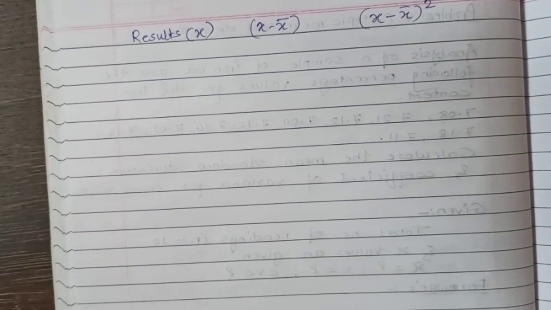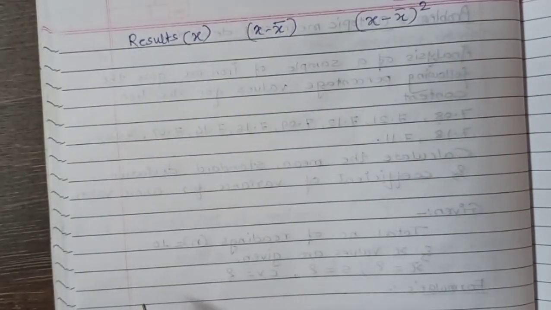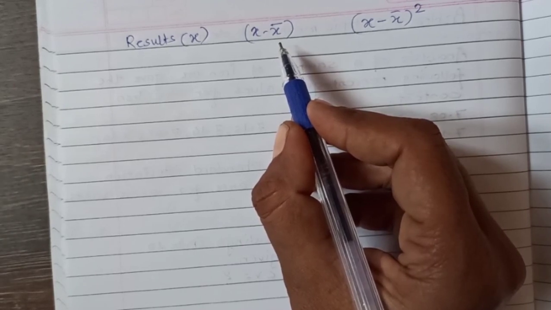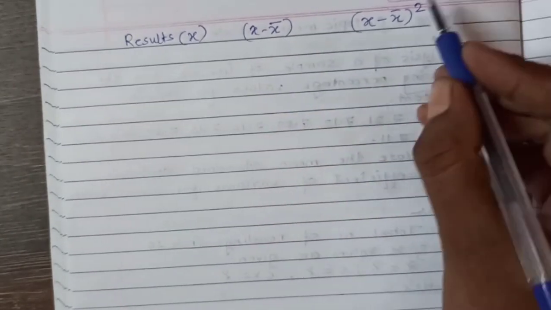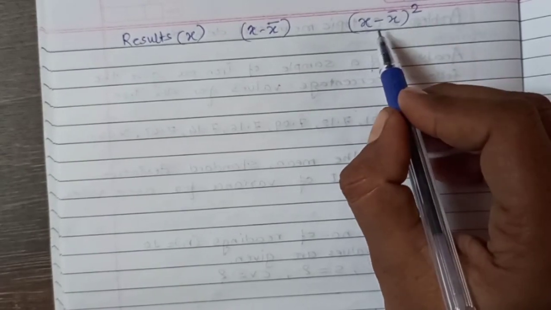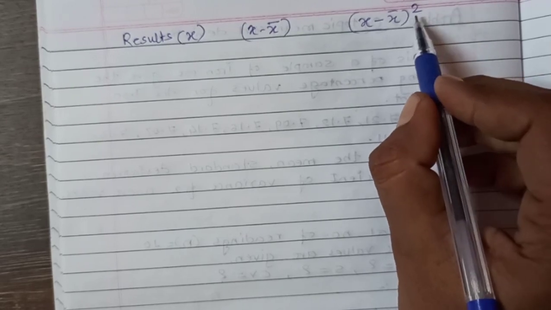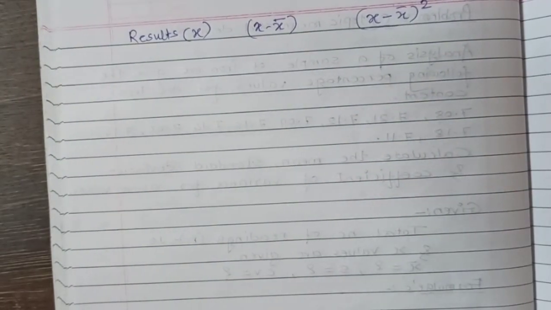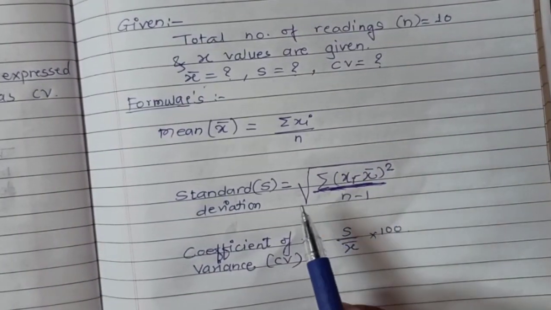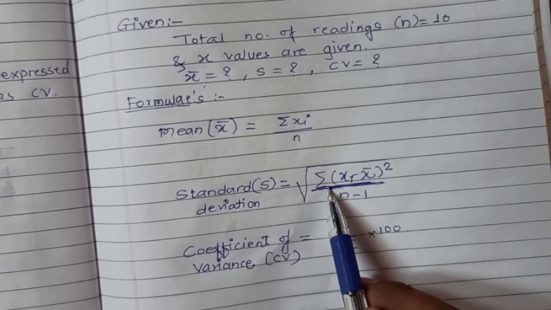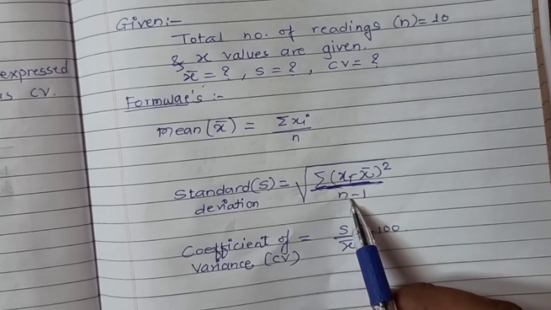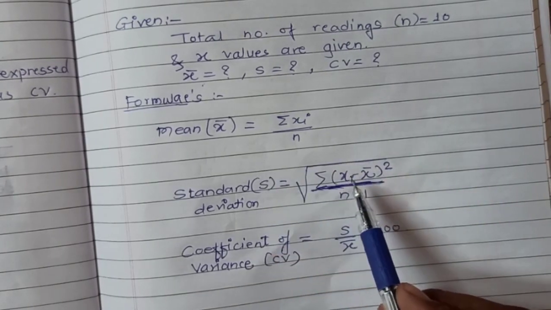Here x means the given values or given readings, x bar is the mean value which was calculated by us, and the term (xi minus x bar) squared is useful to calculate the standard deviation as given in this equation. Standard deviation is equal to square root of summation of (xi minus x bar) squared divided by n minus 1. So the x values are given.